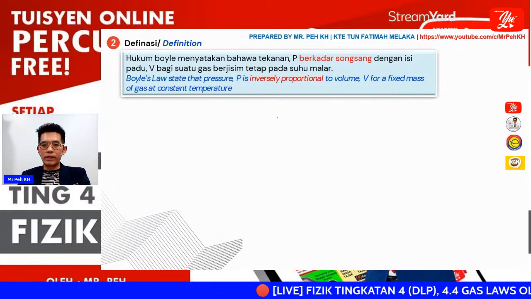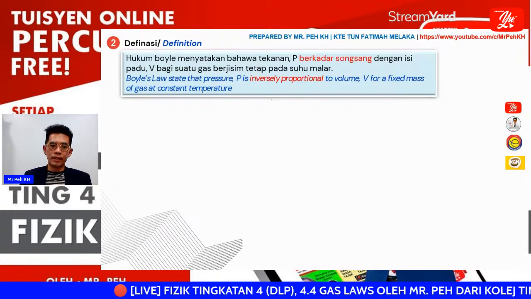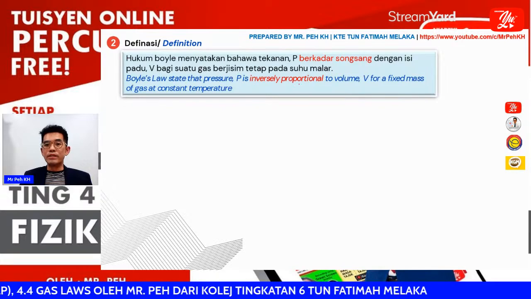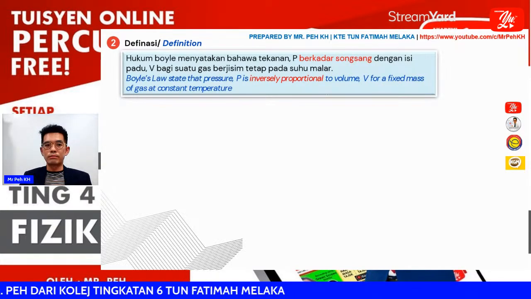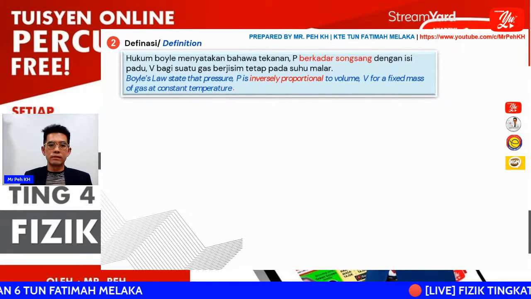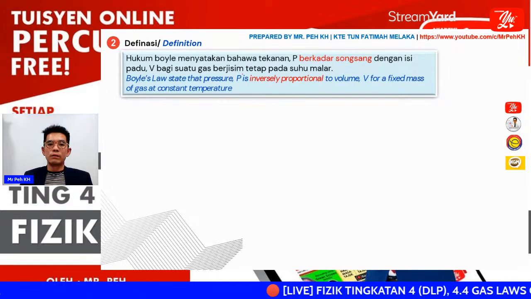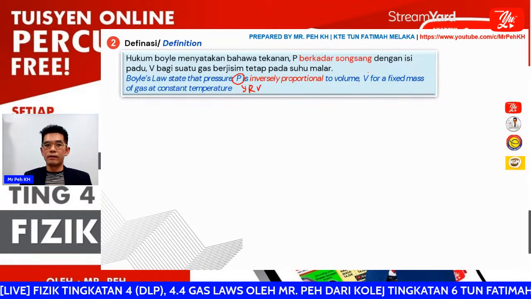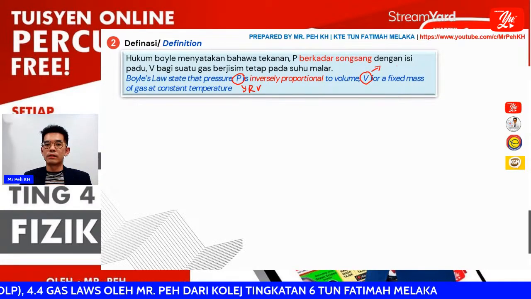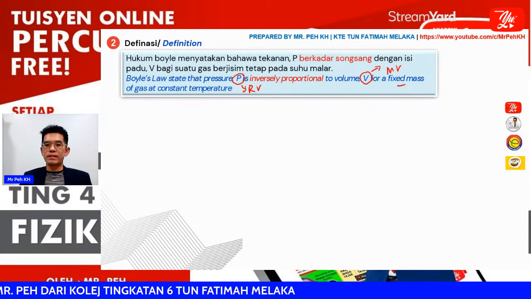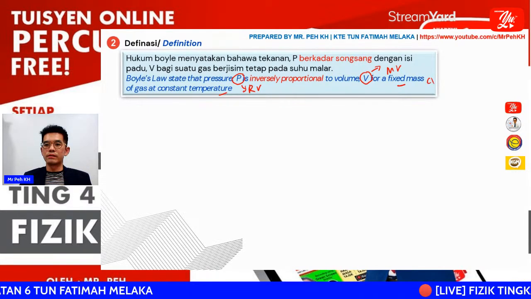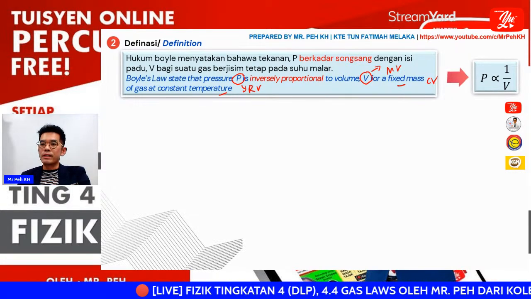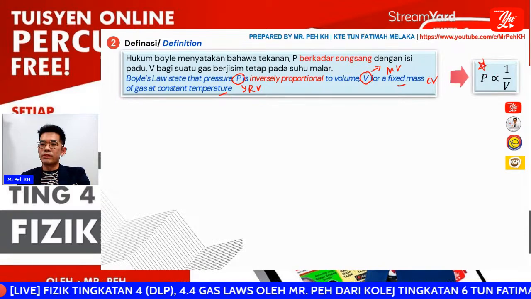And then next is the definition, which I already explained just now, and I explain here again. Boyle's law states that pressure P is inversely proportional to the volume for a fixed mass of gas at constant temperature. So P will be the responding variable, V will be the manipulated variable, and the mass and the temperature will be the constant variables. Again, you can simplify and memorize it like this: P is inversely proportional to V.